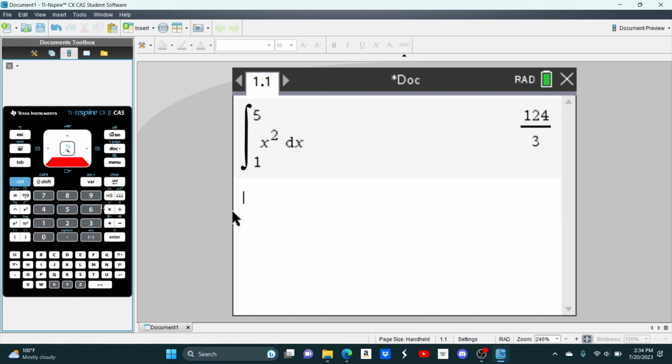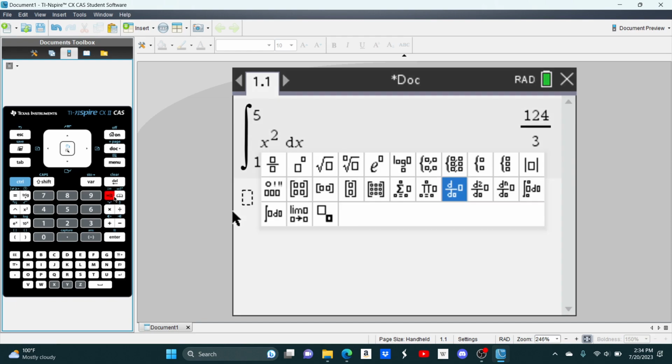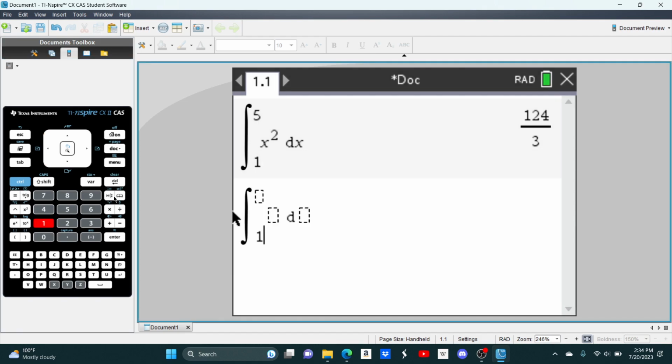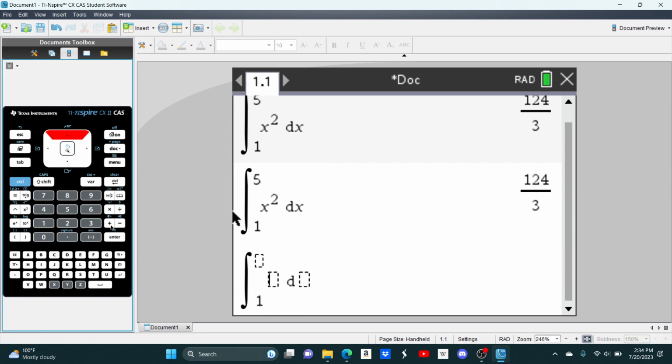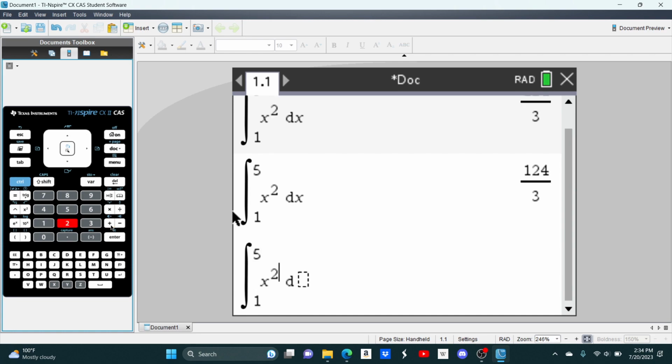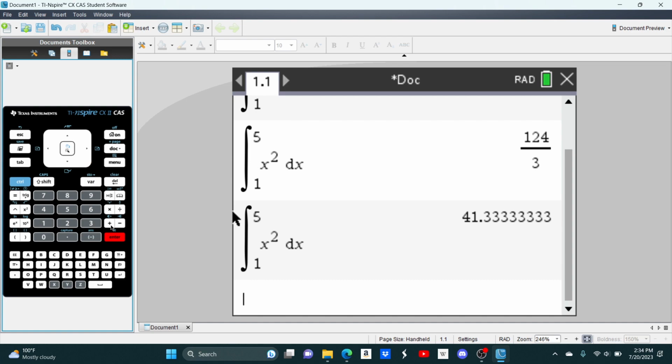I believe you can also get to it from here. Yes, right next to all the derivatives, you have this option. Go from 1 to 5 of x squared dx, same thing. Or, once again, my personal favorite is if you do shift plus, that will also give you an integral. That's the one that I use the most often, is that shift plus. I think it's really handy.